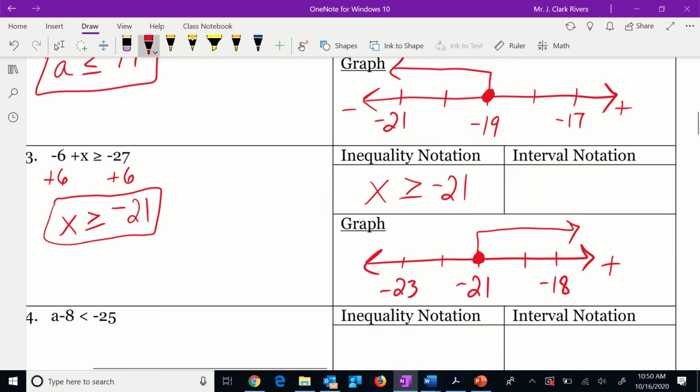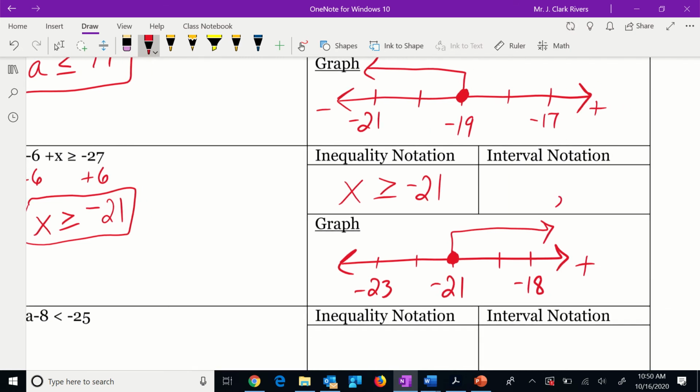Now, for the interval notation, we start with a comma. This is shading to the right, meaning the high end, it goes on to the right forever. The high end is infinity. It goes to the right forever, so the high end is infinity.